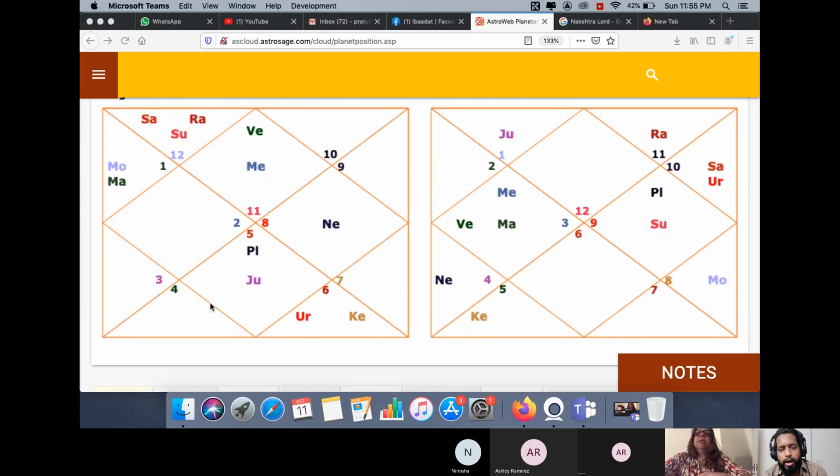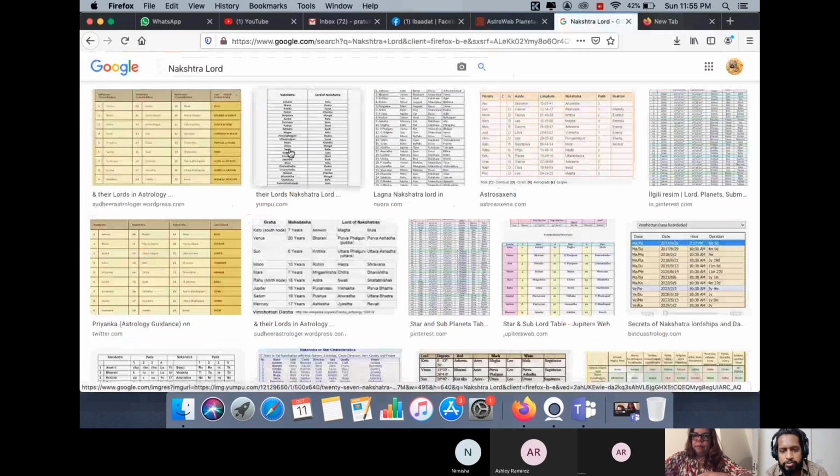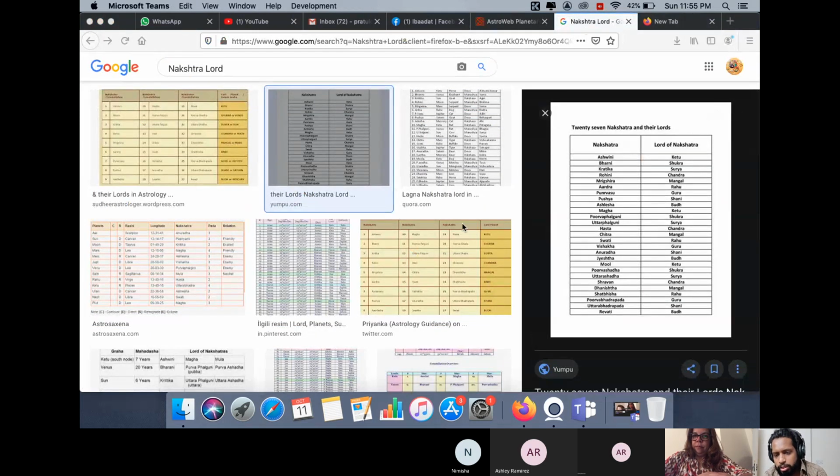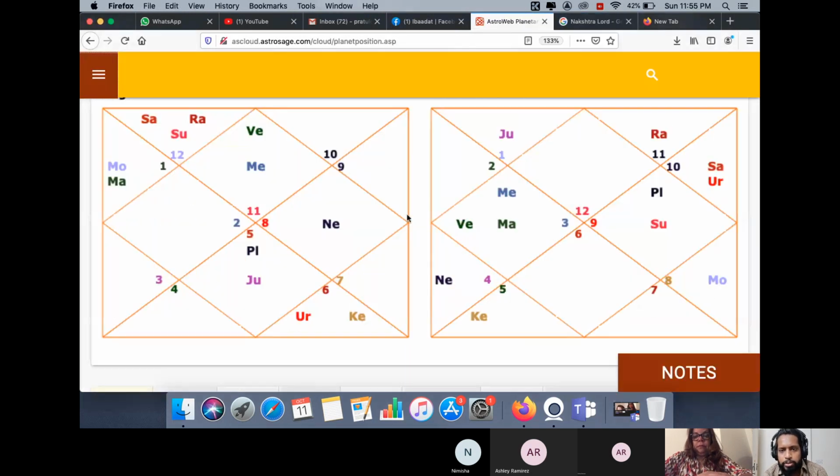Satabhisha nakshatra lord is Rahu. I just remember the lord of every nakshatra, so that's why I'm telling you. But if you go to the table, you will find the ruler of Satabhisha nakshatra is Rahu. So if you go to her chart and see where Rahu is sitting, Rahu is sitting in the 2nd house with the Sun and Saturn.